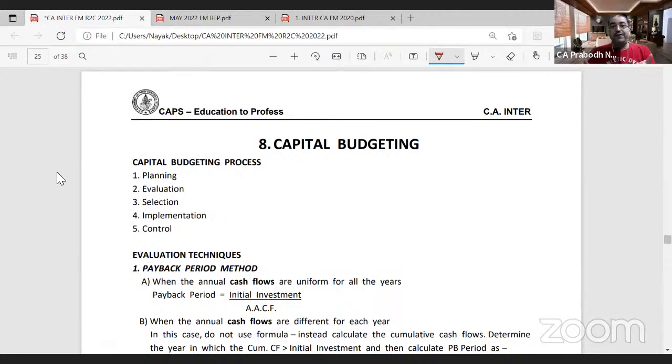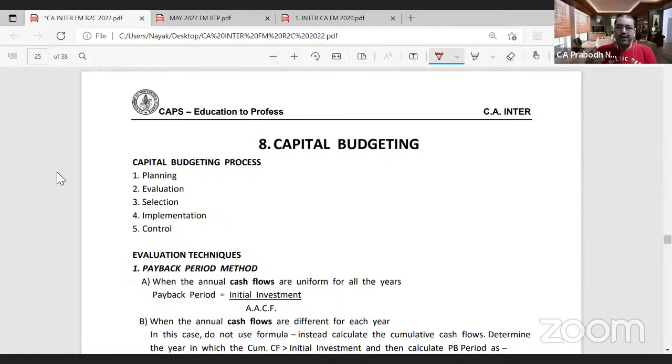After doing the evaluation, selection. Whichever project has got the highest NPV or whichever project has got the highest IRR. So like that, selection of the projects. After you select the project, implementation of the projects. Actually investing in the project, and your business starts, your project starts working.